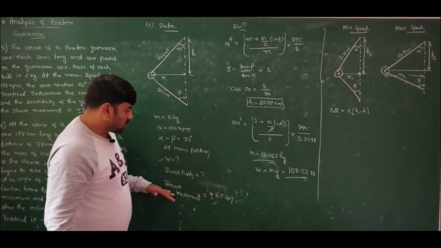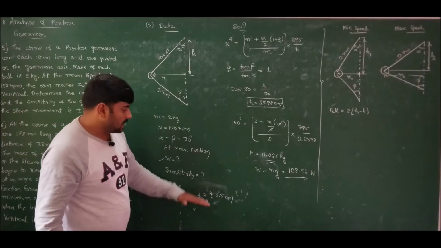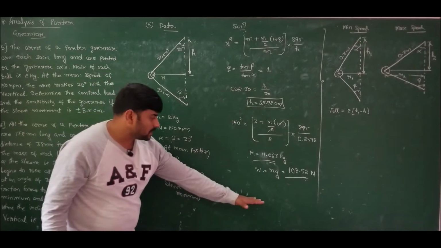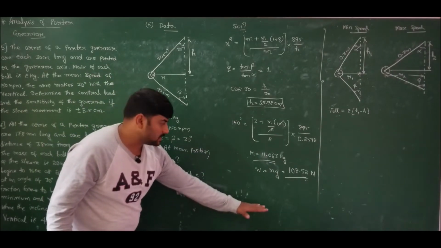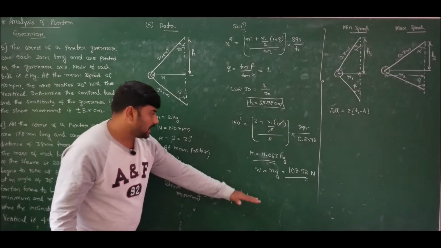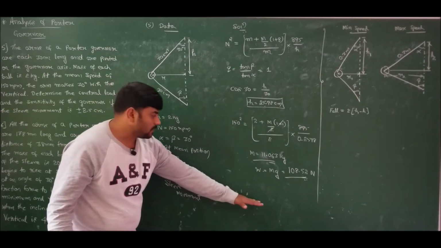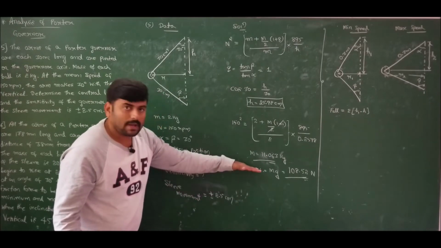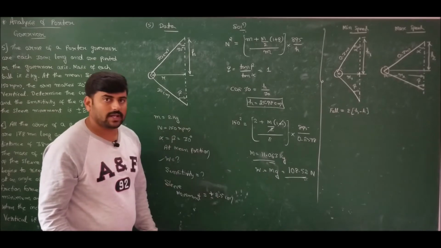With reference to the mean position, fall is 2.5 centimeters, rise is 2.5 centimeters. That is what sleeve movement stands for. From the mean position, fall is 2.5 centimeters, rise is 2.5 centimeters. Fall means minimum speed, rise means maximum speed. So from the mean position, plus 2.5, minus 2.5. Minimum speed, maximum speed. That is what he has specified here.